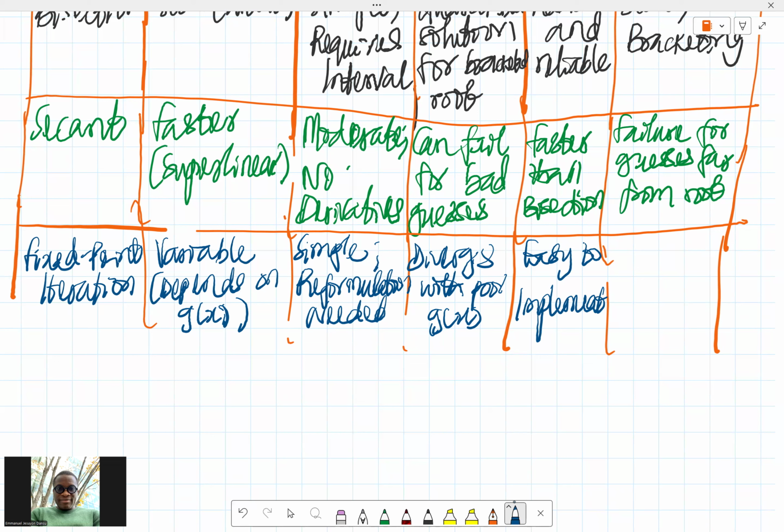Then finally, the key weakness is highly sensitive to iteration function, which is the g of x. And that is the g of x we've been talking about, right?